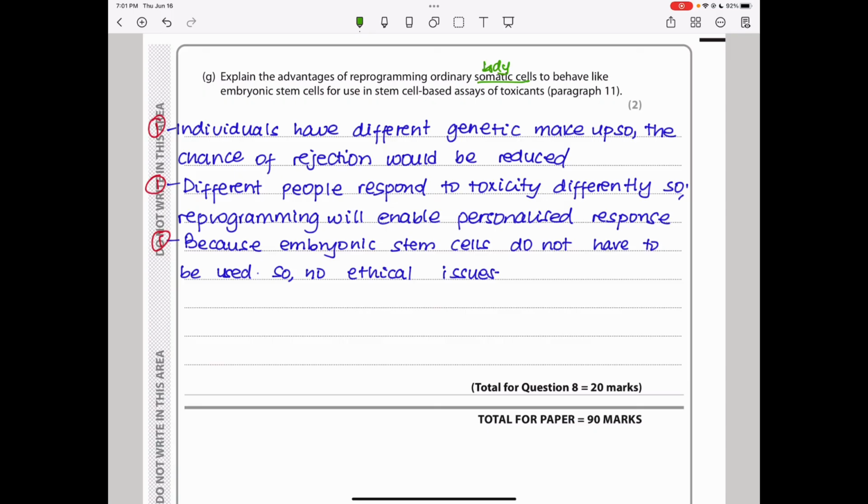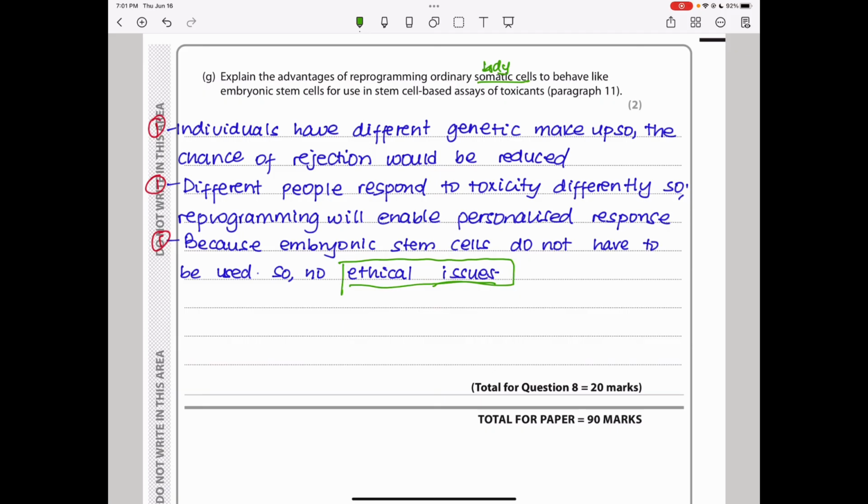And then we also know that different people could respond to different levels of toxicology or toxicity. And so if we reprogram the cell, it will enable personalized response. So if somebody is sick, we get their own body cells and convert them into stem cells, and then we use those stem cells in therapy, meaning the cells we introduce into their bodies will not face an immune response. They will be welcomed because they are from that same individual. And then this other thing will solve the ethical issues around embryonic stem cells. If we use personalized cells and convert them into stem cells, then we no longer have to use embryonic stem cells in research, and the ethical issues surrounding that will be overcome.